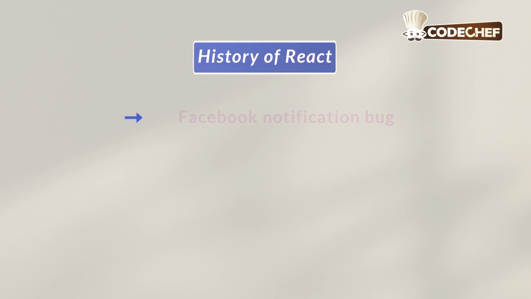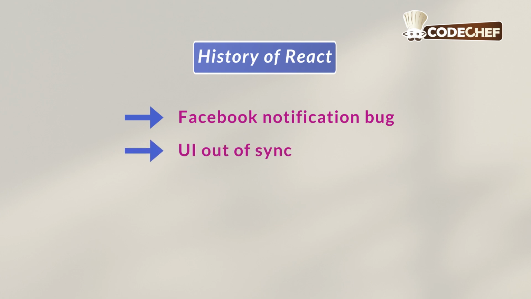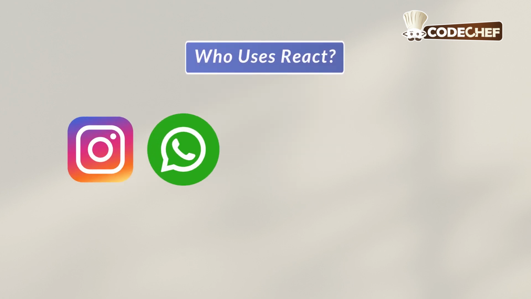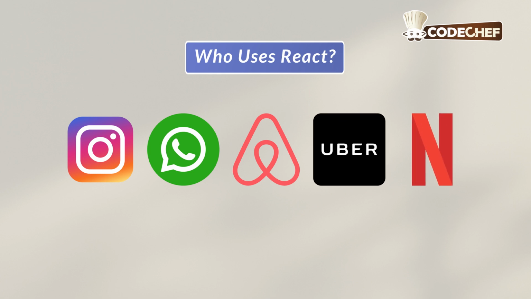React was created at Facebook to fix a notification bug where the UI showed incorrect unread counts. This led to the development of React, which was released publicly in 2013. Today, React is used by companies like Instagram, WhatsApp, Airbnb, Uber, and Netflix. This makes React an important skill for modern front-end developers.